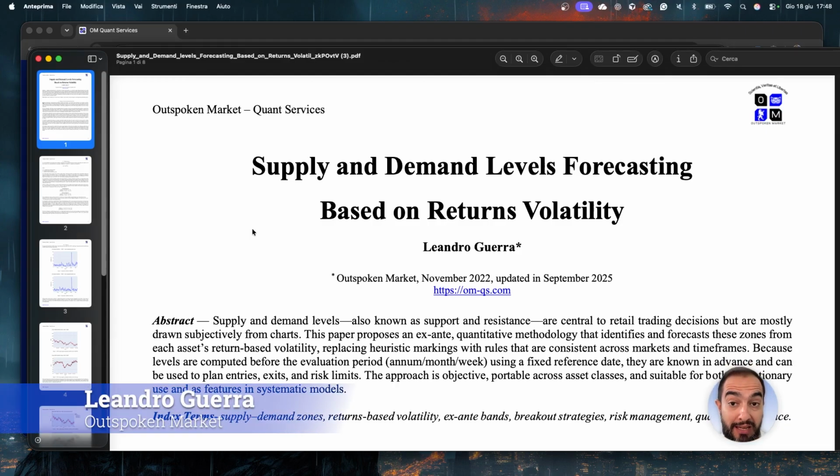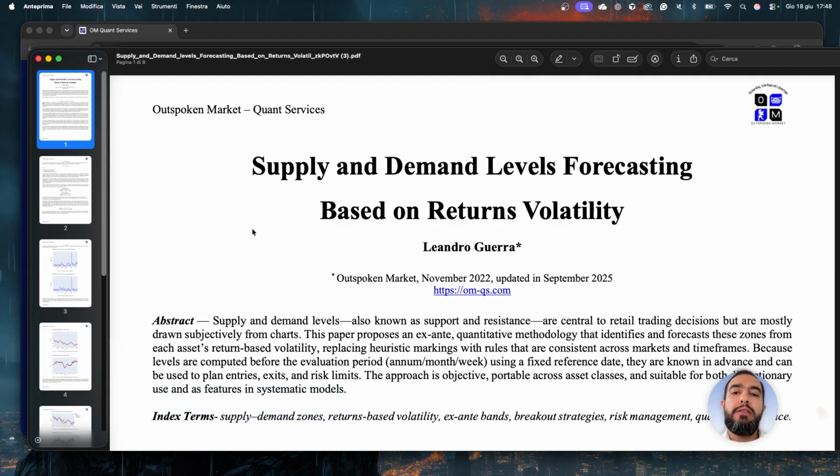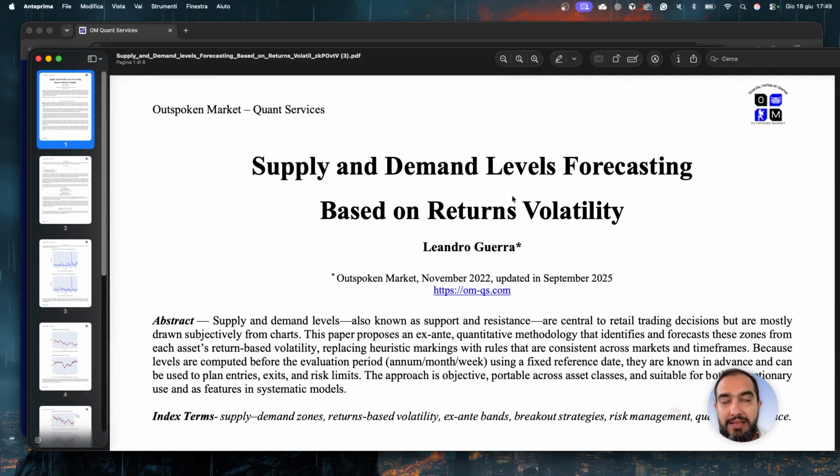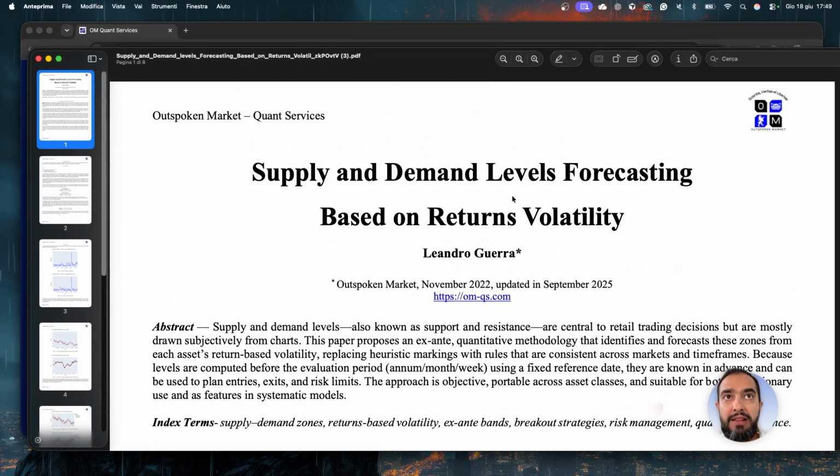Leandro Guerra speaking. And in today's class, I want to teach you how to calculate the supply and demand levels using Excel. A few weeks ago, I already discussed it with you guys and gave you the full idea behind this indicator that I invented about 4 years ago, and the paper is available on the om-qs.com website in the blog section and will be here again in the first comment of this video.